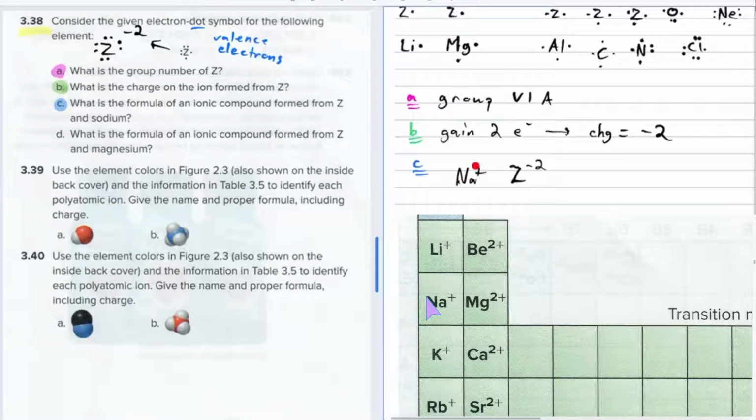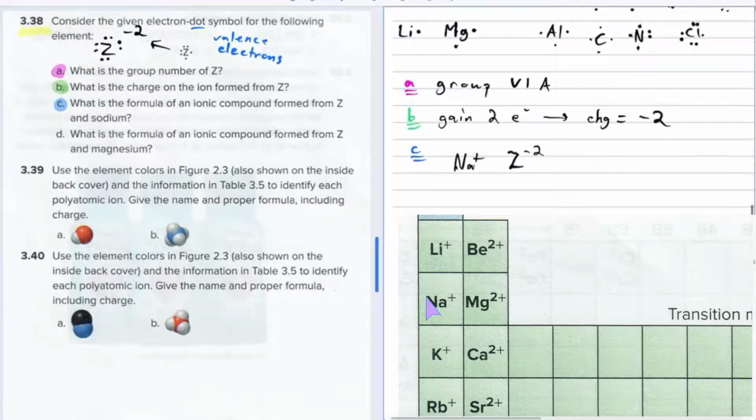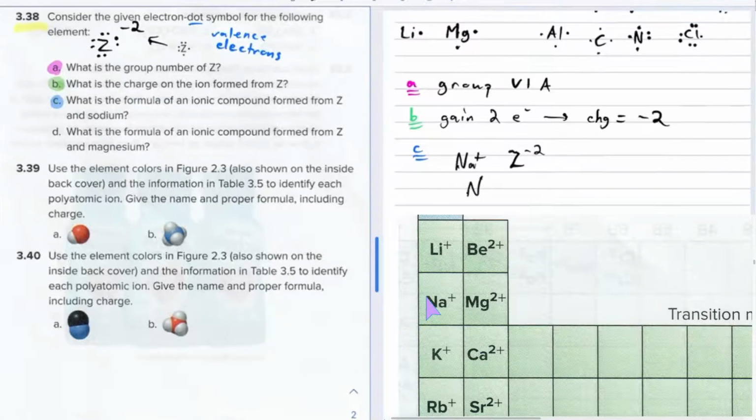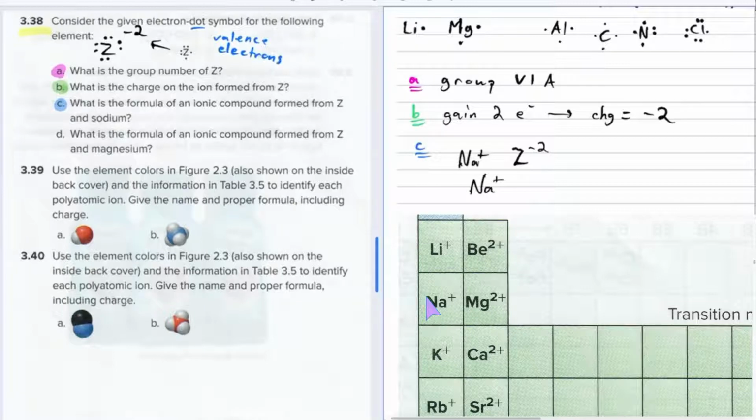So you have a +1 and a -2. Now, the way you form an ionic compound is you have to have the same number of cations as you do anions. Or you have to have the same amount of charge. I mean, right now it's +1 and -2. That doesn't balance. Okay, so you need 2 of these sodiums to balance the -2 on the Z. And the formula, I guess we could say, is Na2Z. Okay, that's, I think, what this problem is asking us for.